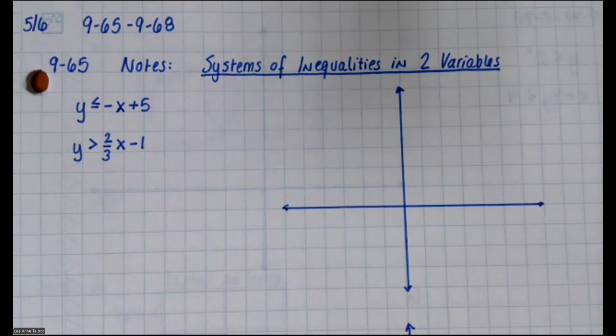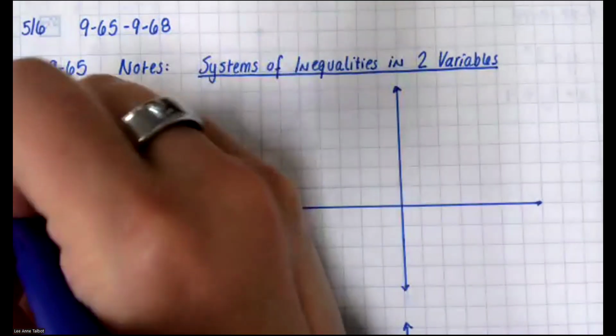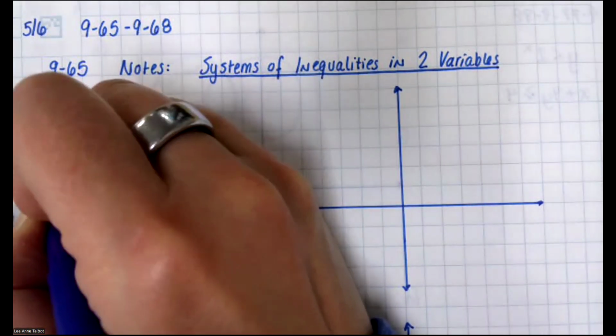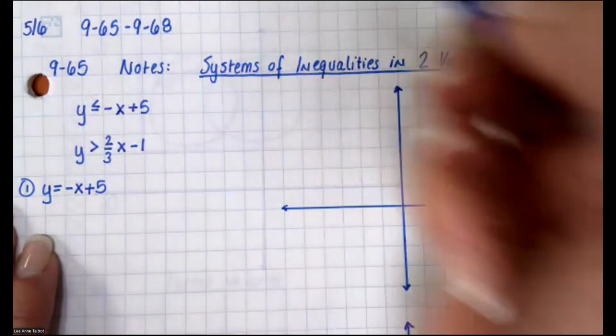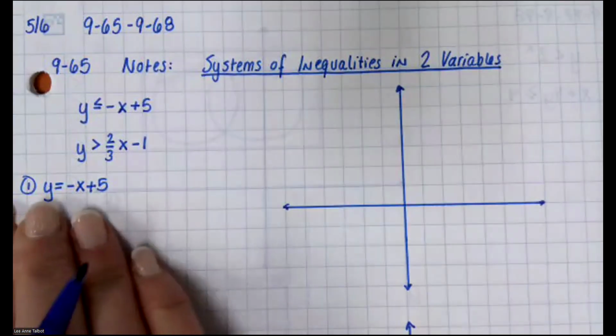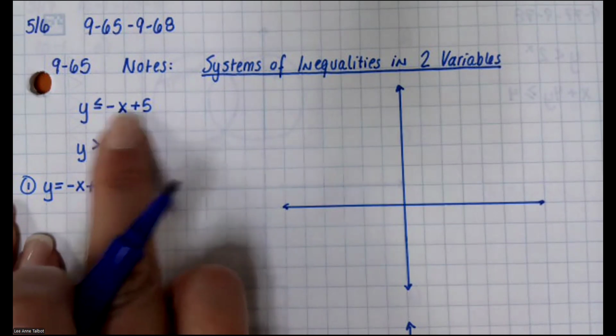Okay, so this lesson is really the same as yesterday's lesson and the same as Friday's lesson. It's just that there's two of them on the same graph. Okay, I'm going to do one in blue and one in red. Over here, I'm going to do step 1, y equals negative x plus 5. Do you guys see where this came from?